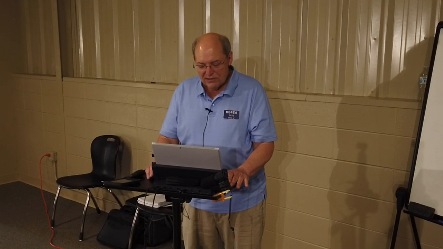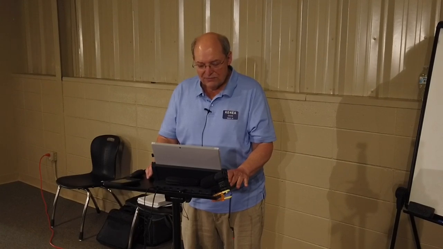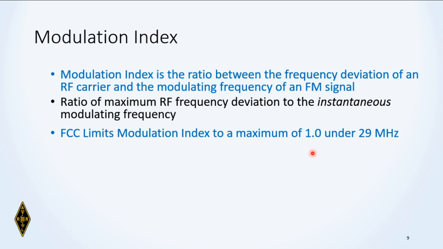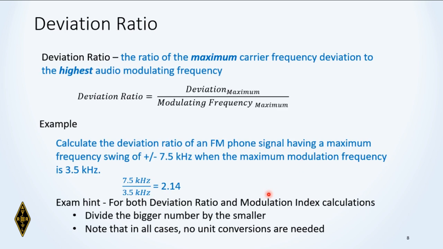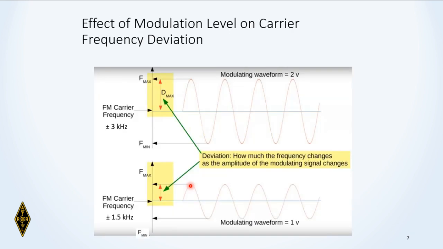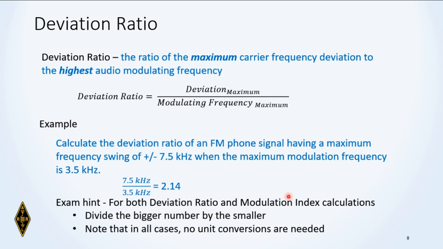Now, notice if this is true here, and it is, it's in the FCC rules, then some of these things that we calculated prior, like this number, that would actually be illegal if it were below 29 megahertz. And I think just about all of the examples that they give us in the pool questions are numbers that are greater than 1.0.